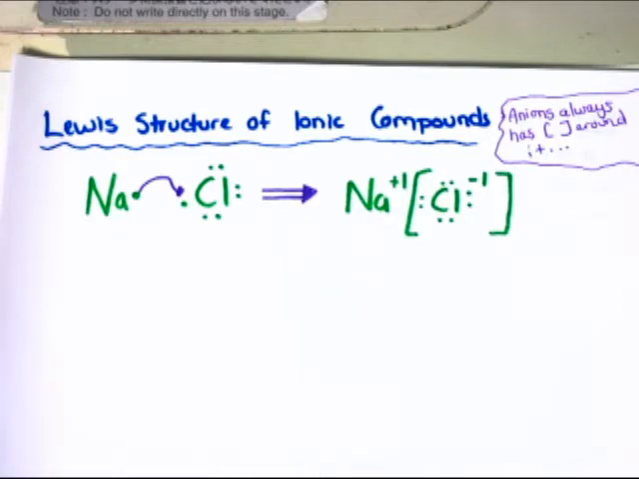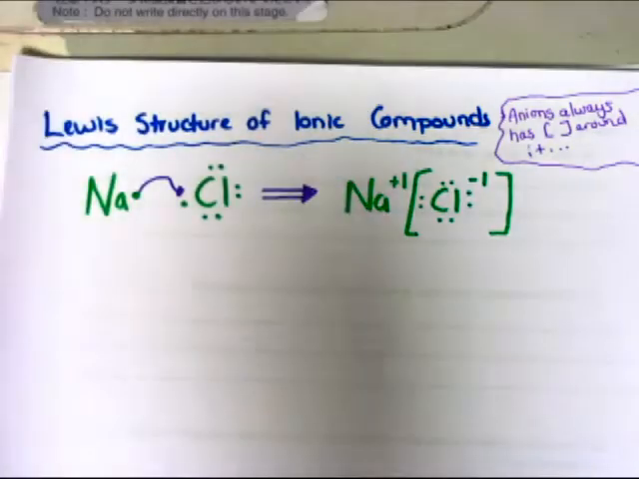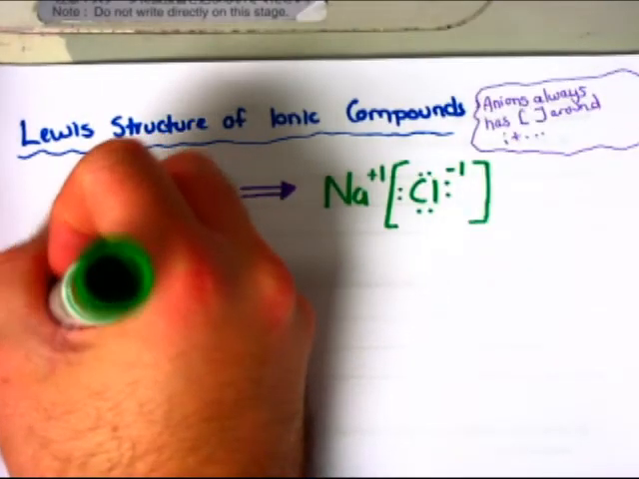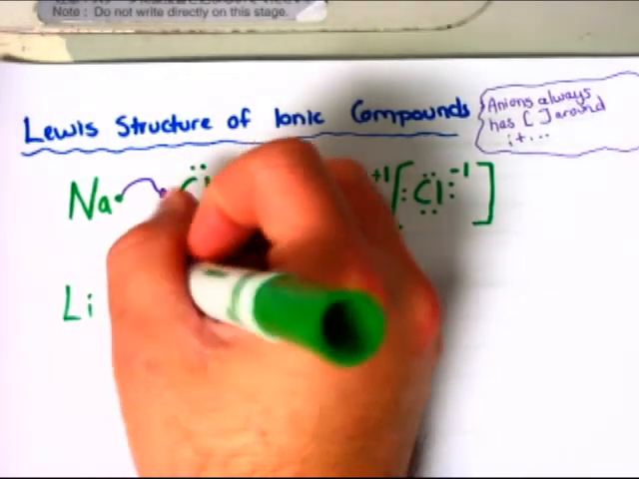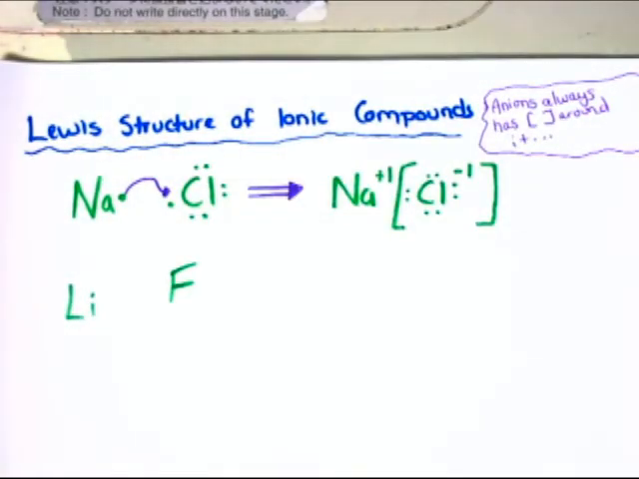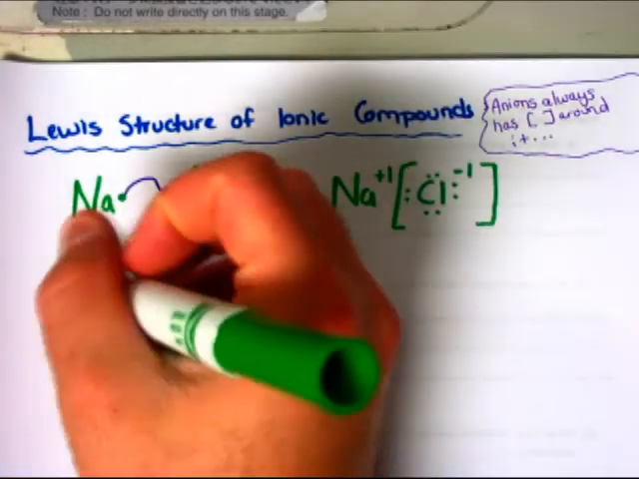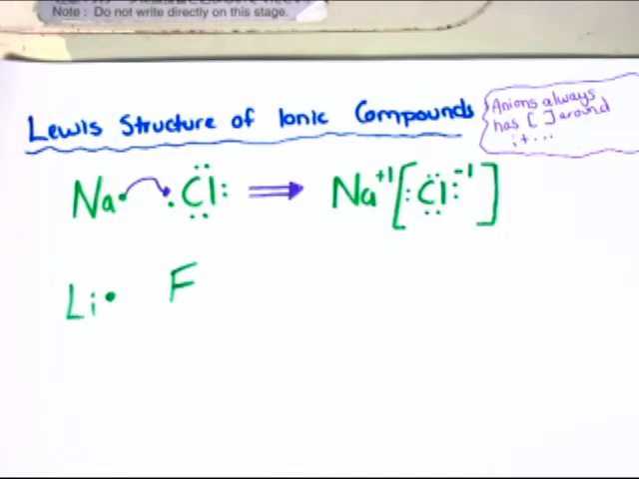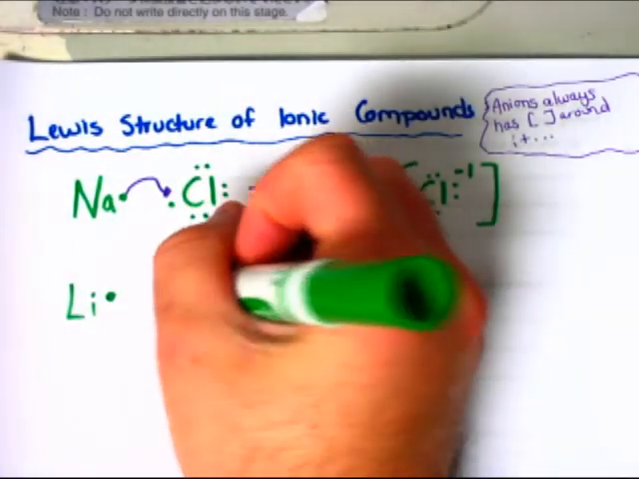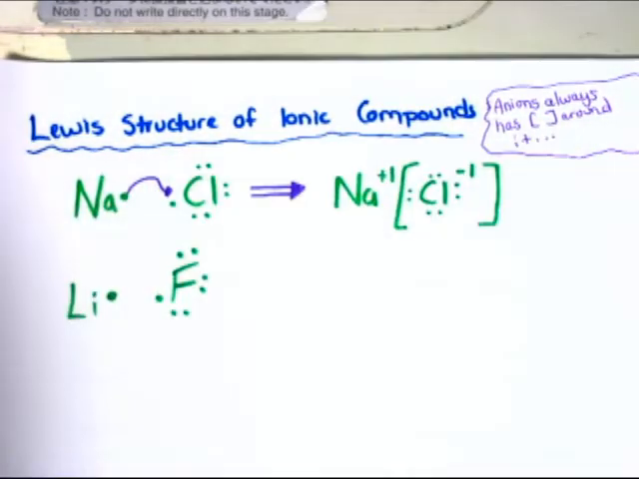Let me show you something else. I'll give you another example. Let's look at Li and F. How many valence electrons does Li have? 1. And F has how many? 7, because it's in that 7th column. Who's going to lose the 1 electron? Lithium will, and fluorine will gain it, correct?